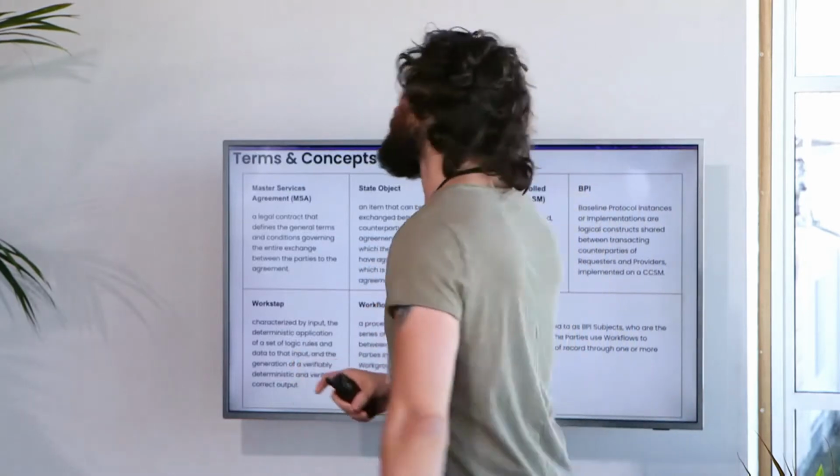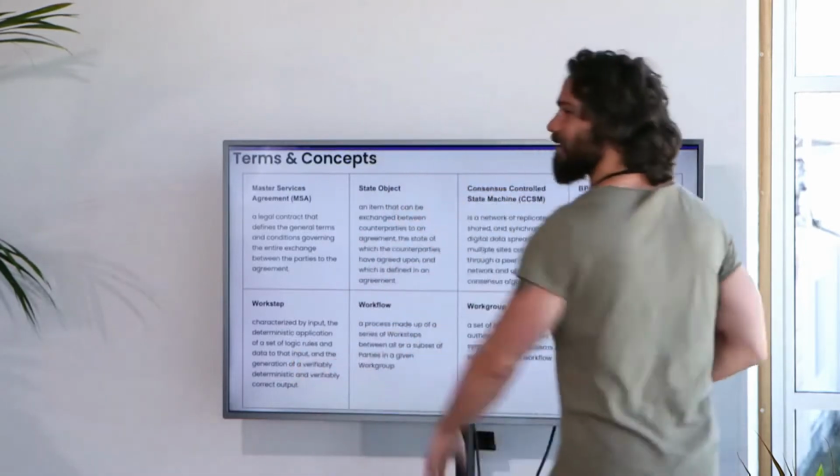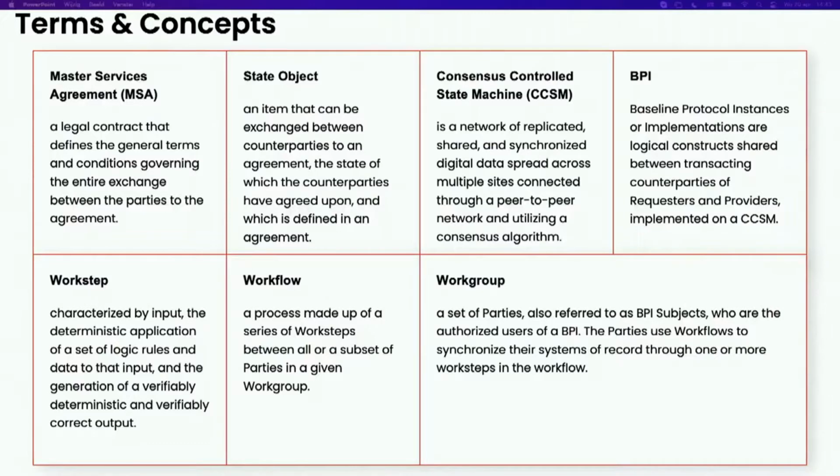All right, there are these terms and concepts. I'm going to keep coming back to the slide, if these buttons are fast enough, in case we need to define some concept from a diagram that we're looking at. There's a couple of things here. Again, the consensus-controlled state machine that I mentioned, CCSM. We have a couple of things: a work step, a workflow, a work group. Right now, I'm going to focus on the BPI, right? So the baseline protocol instance, or sometimes implementation.